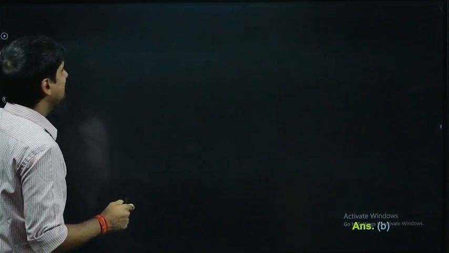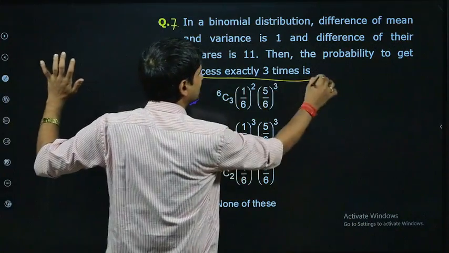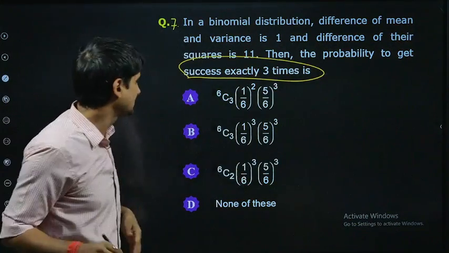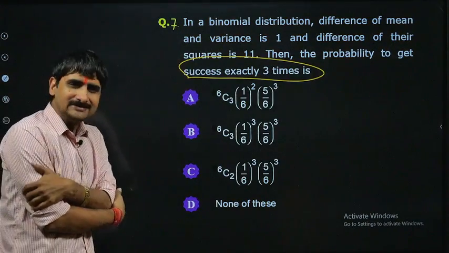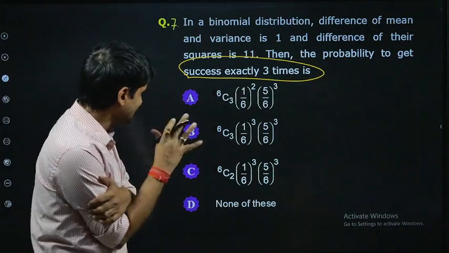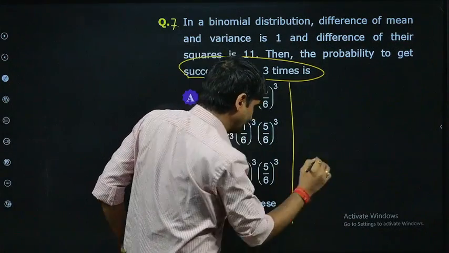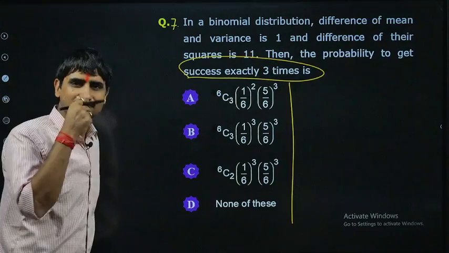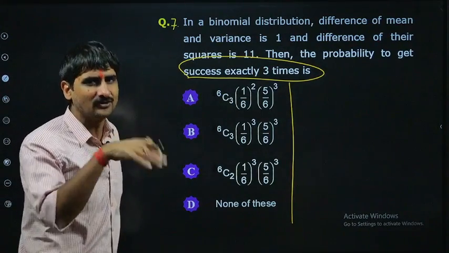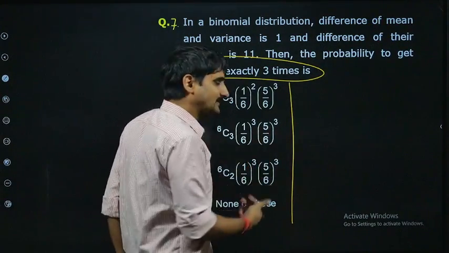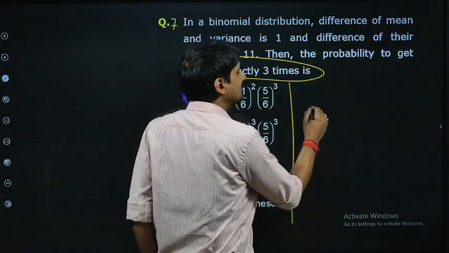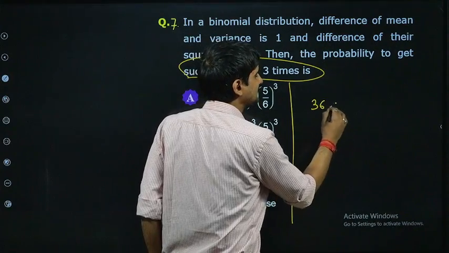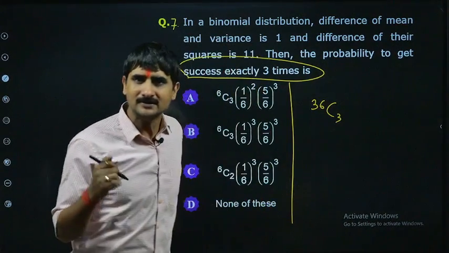So what is the probability that we get success exactly 3 times? Actually n was 36. I changed this to 6, and I am really sorry for it. The paper you would have got, in the options it will be 36 only. I got it corrected. I didn't look at it carefully. I just thought n is also 6. That was my miscalculation. So it's 36C3, exactly 3 times.